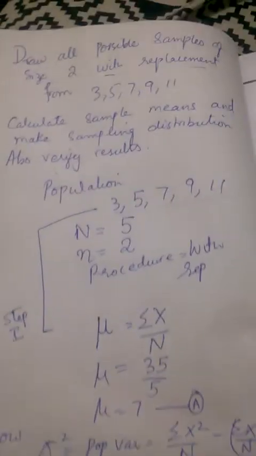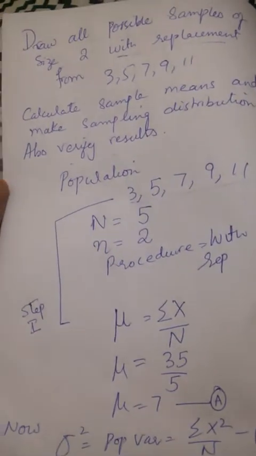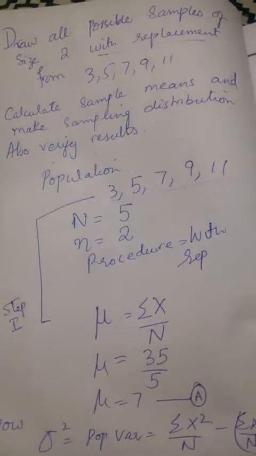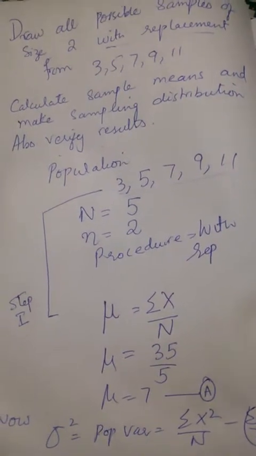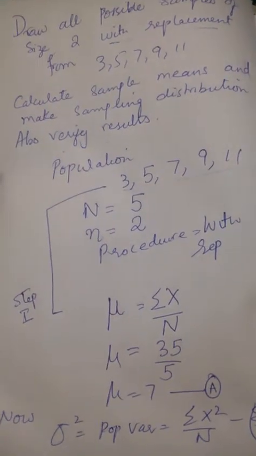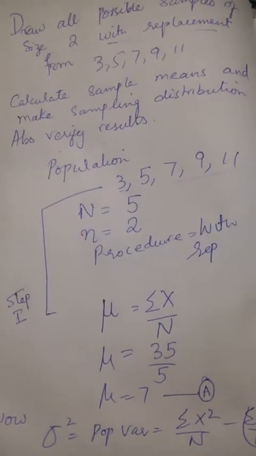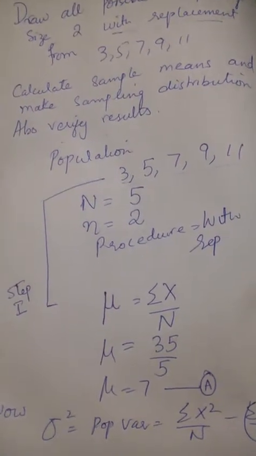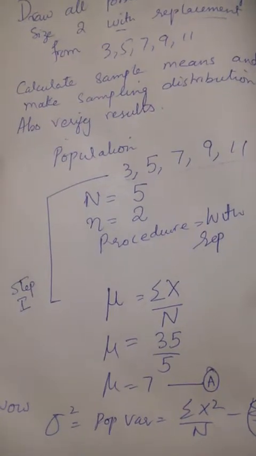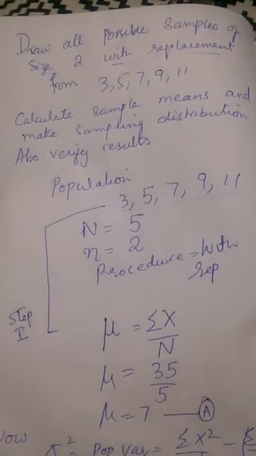Students, now we are going to solve a question of sampling. Draw all possible samples of size 2 with replacement from the population 3, 5, 7, 9, 11. Calculate sample means and make sampling distribution. Also verify your results. This is the complete question.